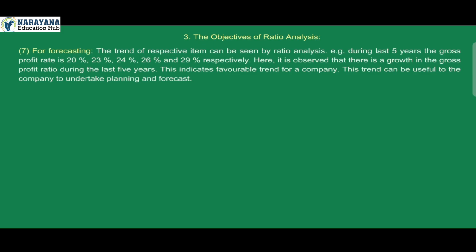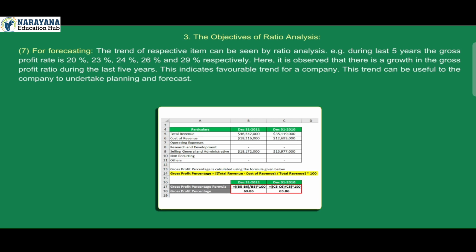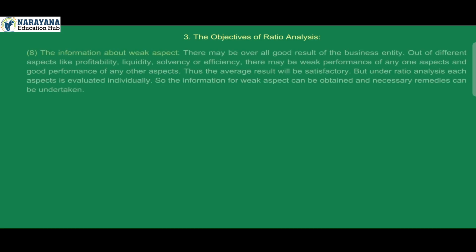7. For forecasting. The trend of respective item can be seen by ratio analysis. Example, during last 5 years, the gross profit rate is 20%, 23%, 24%, 26% and 29% respectively. Here it is observed that there is a growth in the gross profit ratio during the last 5 years. This indicates favorable trend for a company. This trend can be useful to the company to undertake planning and forecast.